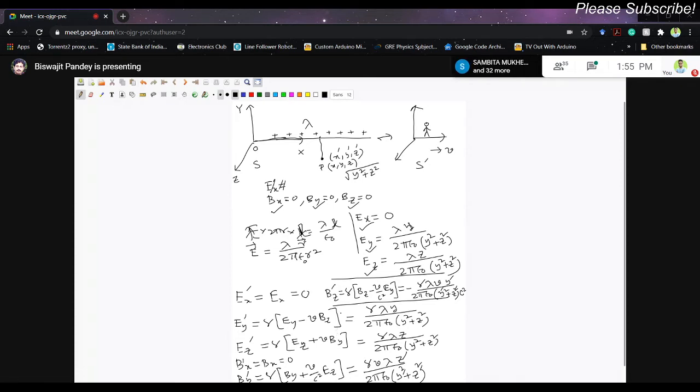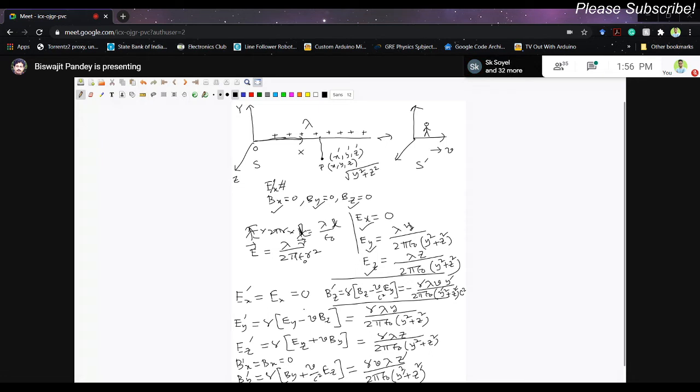You can see that the same problem can be put in a different way. Suppose I give a problem where the prime observer is moving along the y-axis with some velocity v, or along the z-axis with some velocity v. Then the only thing which will change is the transformation equations. You can straight away write those transformation equations from the formula itself, and then put in the values to get a different set of electric field and magnetic field.